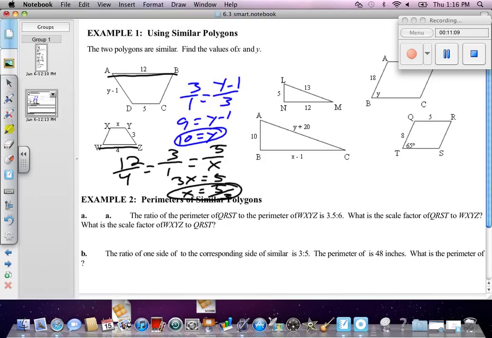You want to try the next one on your own? Okay. So set up the scale factor. 5 over 1. X equals 5 over 3.